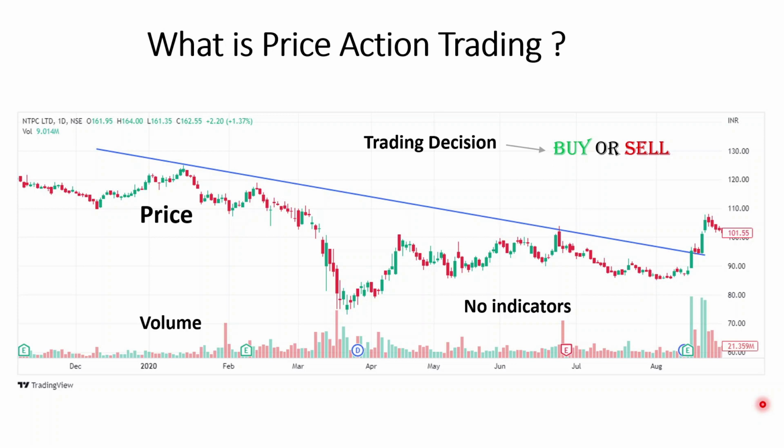What is price action trading? As a trader, when you observe the screen or candlesticks, based on that, you have to make a decision of buying or selling. That is by observing the price and volume without any indicators.